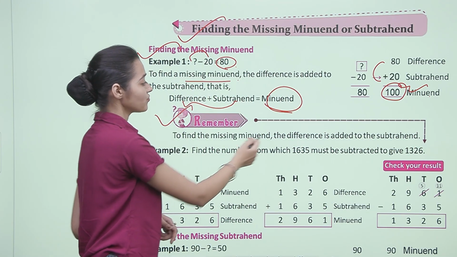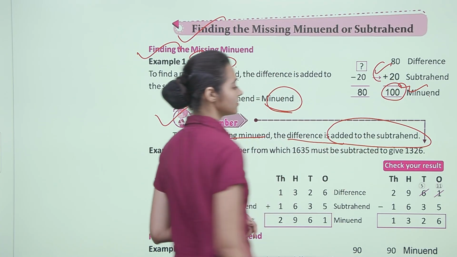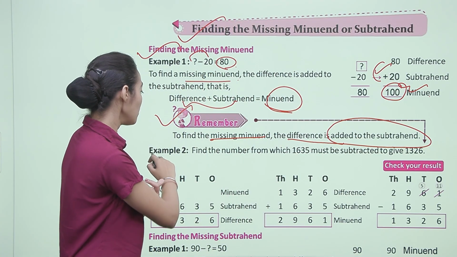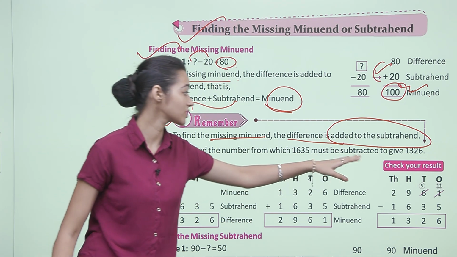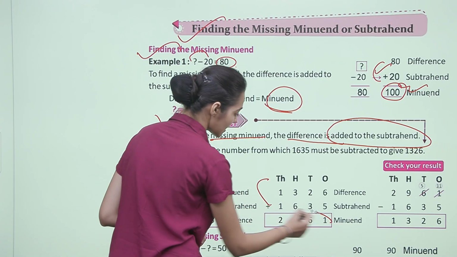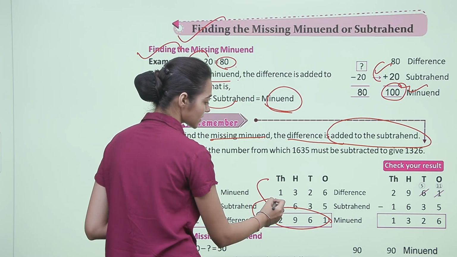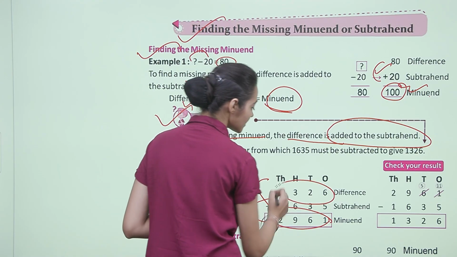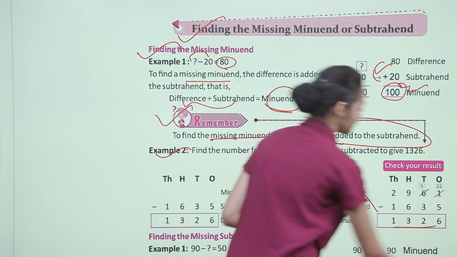Now always remember, to find the missing minuend, the difference is added to the subtrahend like this. Now for example, we have to find a number from which this number must be subtracted to give this result. That means for this we will add both the numbers, and this is our minuend, and for checking the answer we will subtract the subtrahend from the minuend, and if our difference is this, that means our answer is correct.